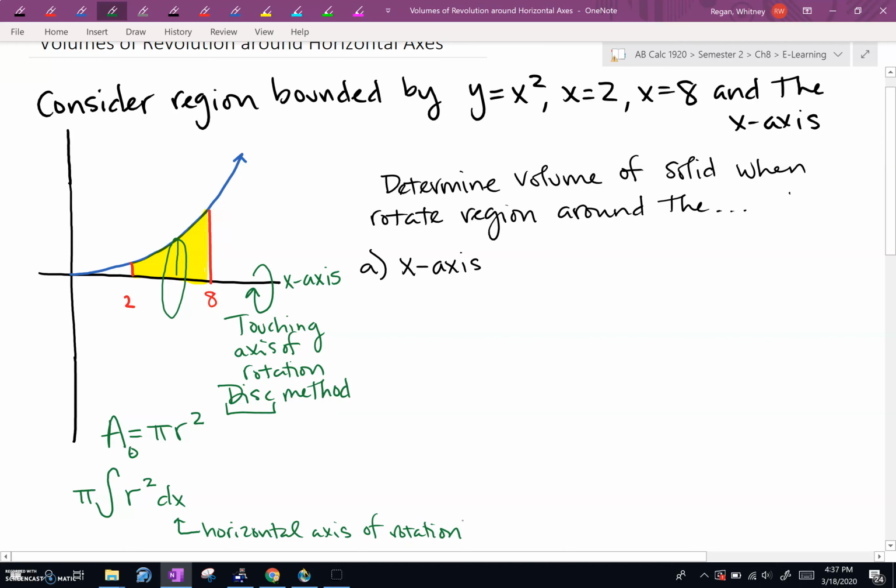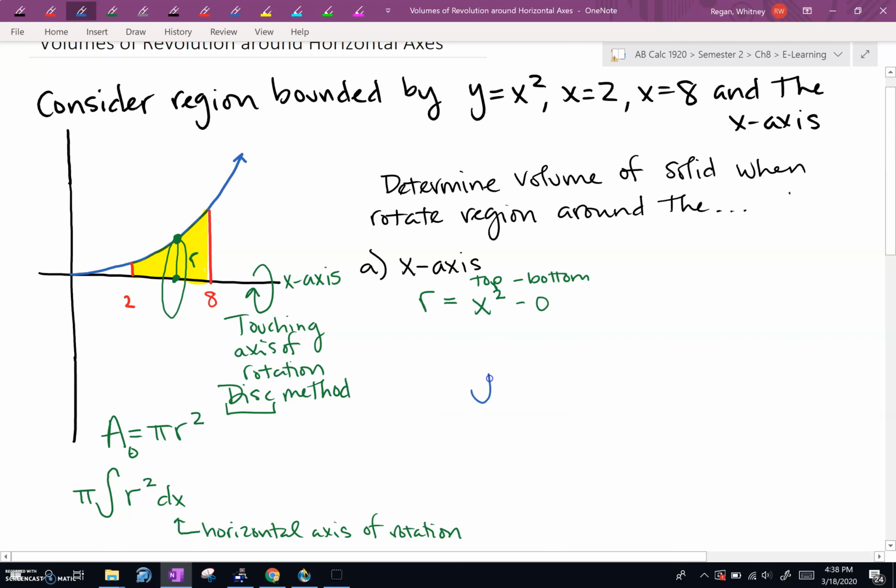So for this one, let's figure out what that radius is. Our little radius here is that distance from x squared down to the x-axis. Just like how we were doing area between curves and we did top minus bottom, this is still top minus bottom for that radius. For us, the top is x squared. For us, the bottom is 0, so we don't really have to write it.